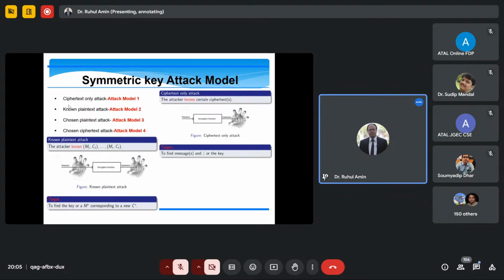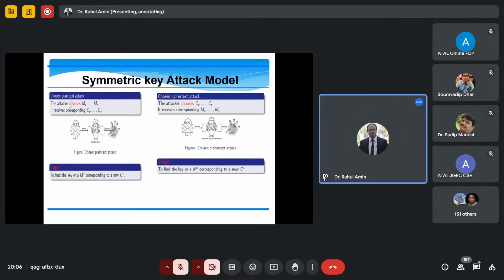Why? Because in case of ciphertext only attack, the attacker knows only the ciphertext. Other things, like what the plain text is and what the keys are, he doesn't know. But in case of known plain text attack, the messages, the plain text, as well as the ciphertext are both provided to the attacker. From that, what is the target? The target is to find the key, that is, which key has been used for that particular encryption to produce the ciphertext.